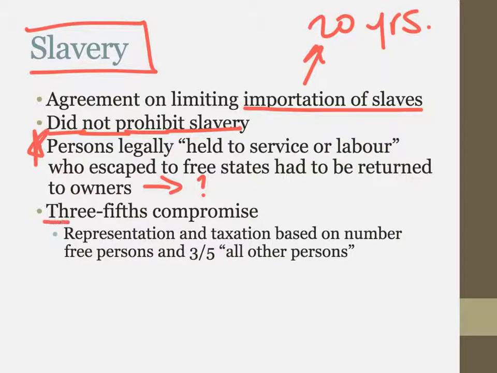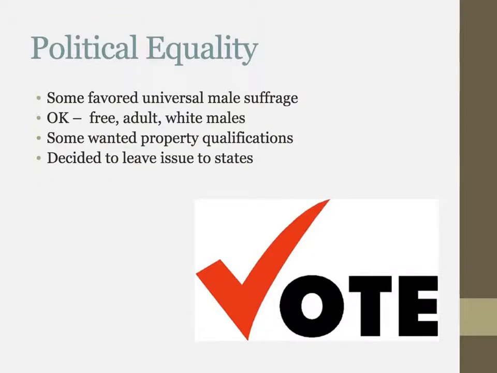And this is the big one, the 3/5 compromise. When it comes to representation and taxation, they decided that slaves were not going to be counted as full people, that they were going to be counted as 3/5 of a full person. And that's still in the Constitution.